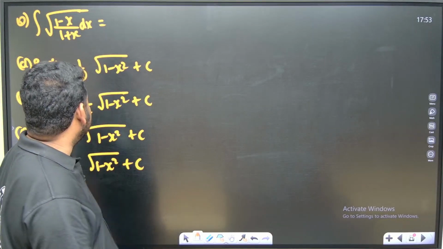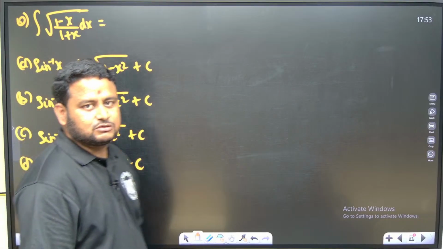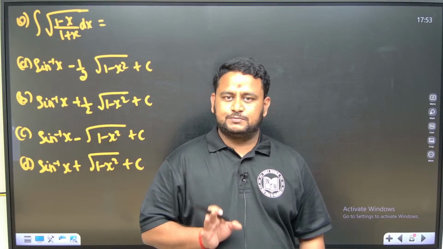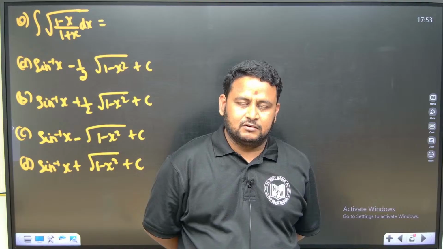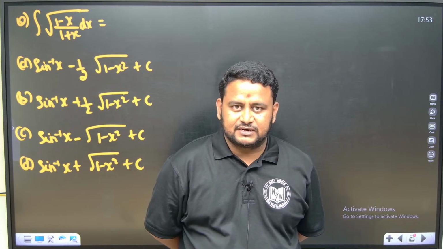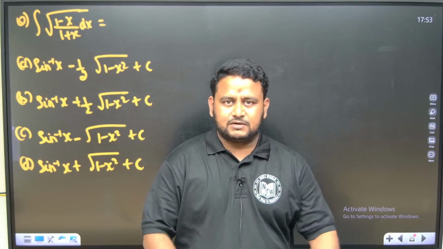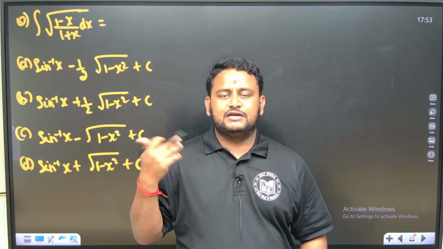In this question, like I told you, the integral of square root of 1 minus x by 1 plus x dx, what substitution should I take? x should be taken as cos 2 theta. Then you will get dx equal to minus 2 sin 2 theta d theta. So based on that, you please do the substitution and you can solve this question.